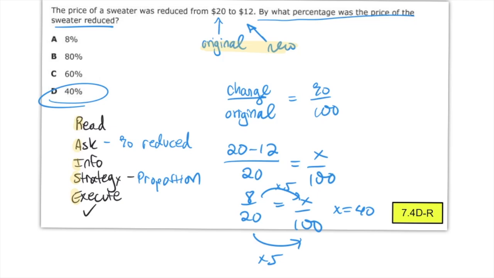So let's just think about whether this was reasonable as we check our work. 12 is a little bit more than half of 20, right? So the amount that it was reduced by, 8, well, 8 is a little less than half of 20. So a 40% reduction makes sense because 40 is a little bit less than half of 100. So this is a reasonable answer. It was on sale, 40% reduced price.